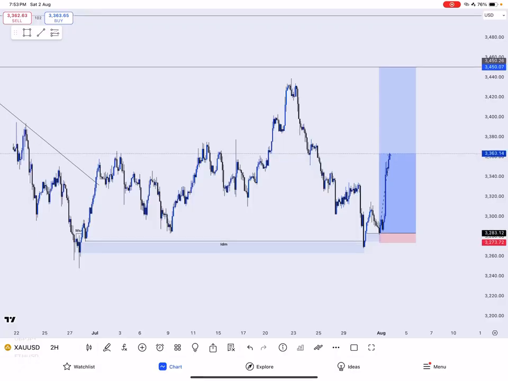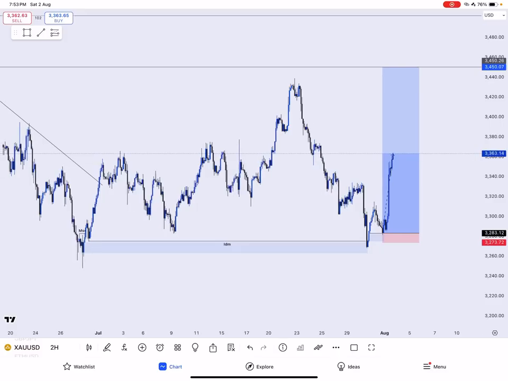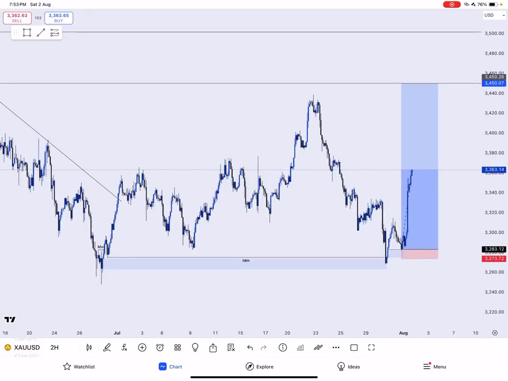So that was how I was able to get these two entries for GBPJPY and gold. I hope you guys learned something, and I will see you guys next time.